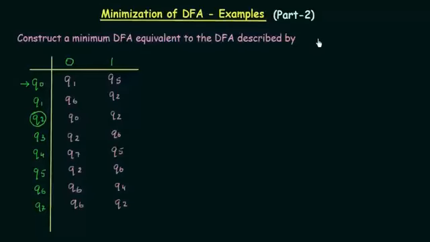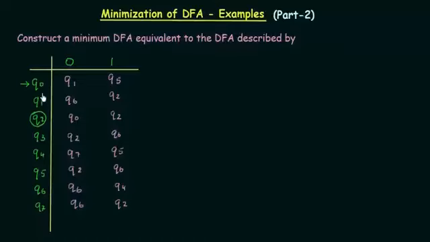In the previous lecture, I taught you about minimization of DFA, and we also saw an example in which I explained in detail the step-by-step instructions that you have to follow in order to minimize a DFA. So in this lecture, we have another example where we have to construct a minimum DFA equivalent to the DFA described by this.